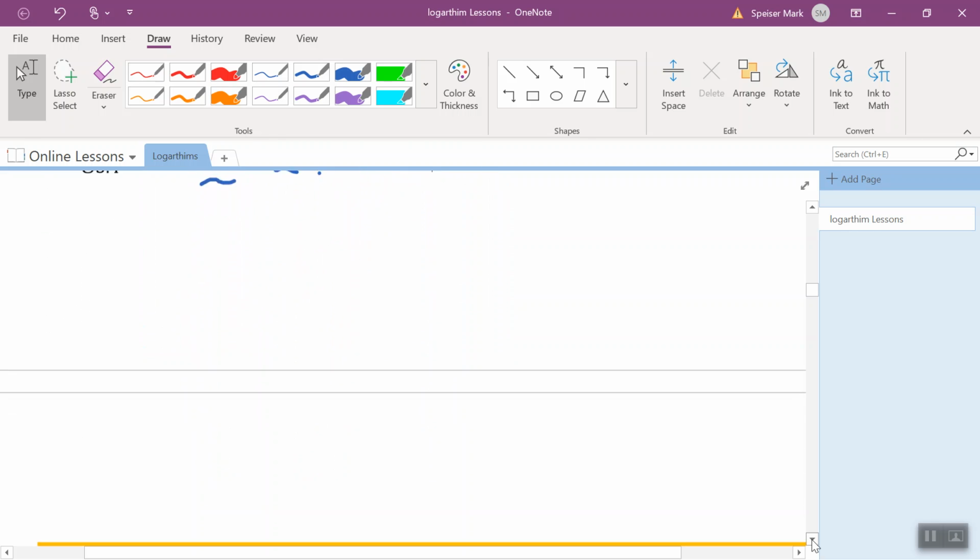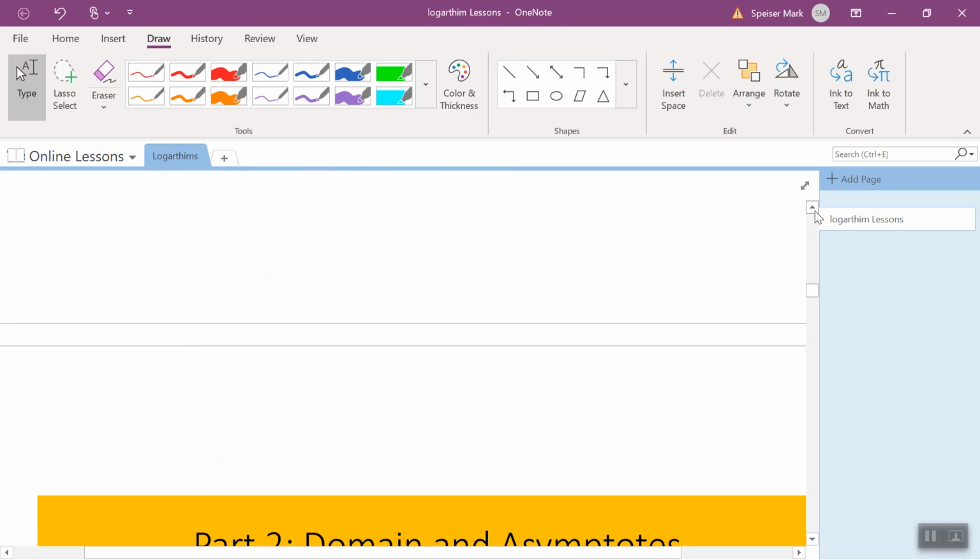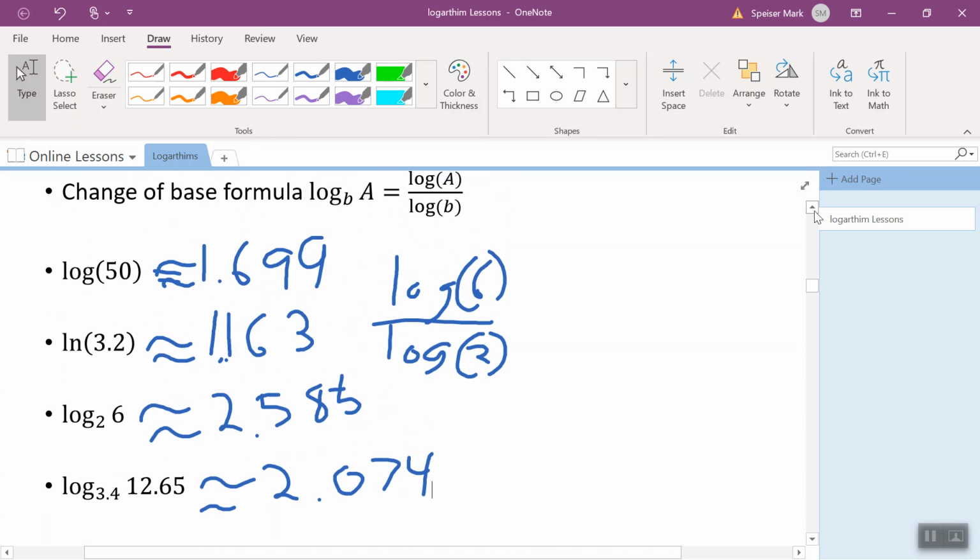That's it for part 1 on this series of logarithms. Come back for part 2, which shows you how to find the domain and the vertical asymptotes and the x and y intercepts of a basic logarithmic function.